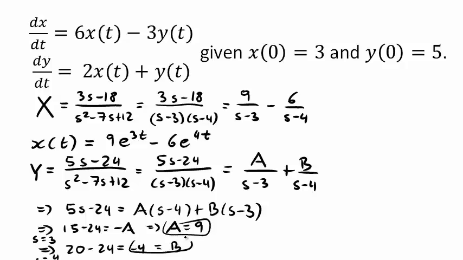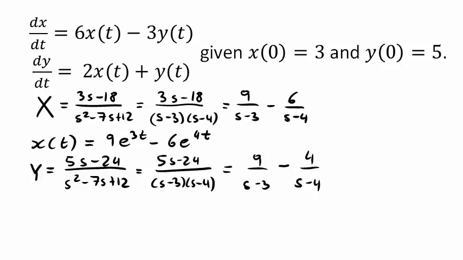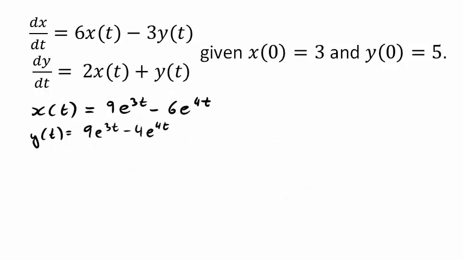So these are my two solutions here. So that means I can write this as 9 over s minus 3 minus 4 over s minus 4. So if we now find the inverse Laplace transform of y, which is of course little y of t, that is simply going to be 9e to the 3t minus 4e to the 4t. So now we've got our solution. Let me just tidy up once again. So there it is. Now let's do a very quick check to see if this is really the correct solution.